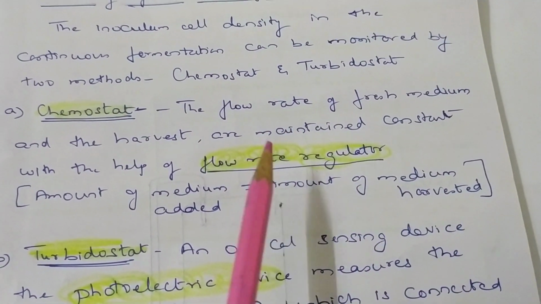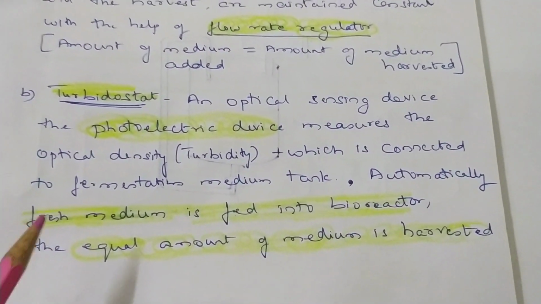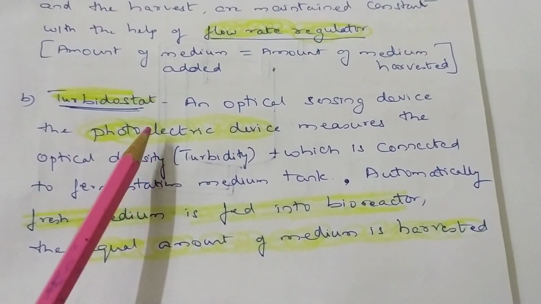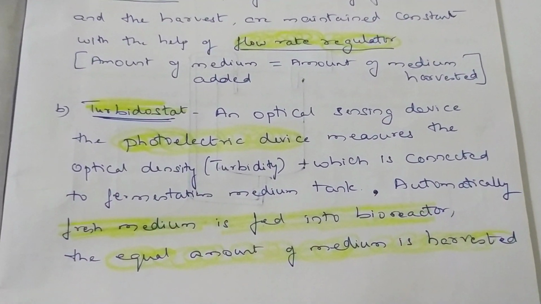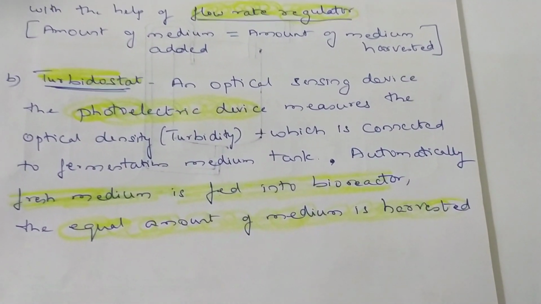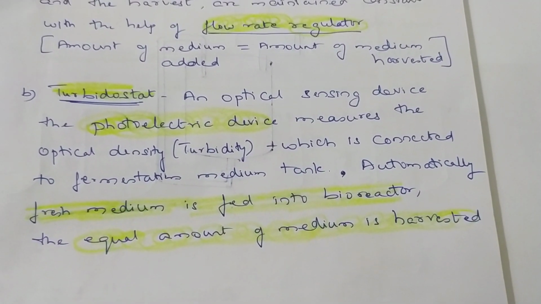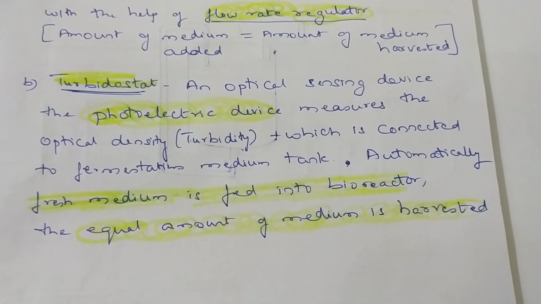To make it more advanced, you have the turbidostat. In a turbidostat, there is a very sensitive photoelectric device. It will measure the turbidity, and it is connected to the fermentation tank. Automatically fresh medium is added to the bioreactor, so that an equal amount of medium is harvested.